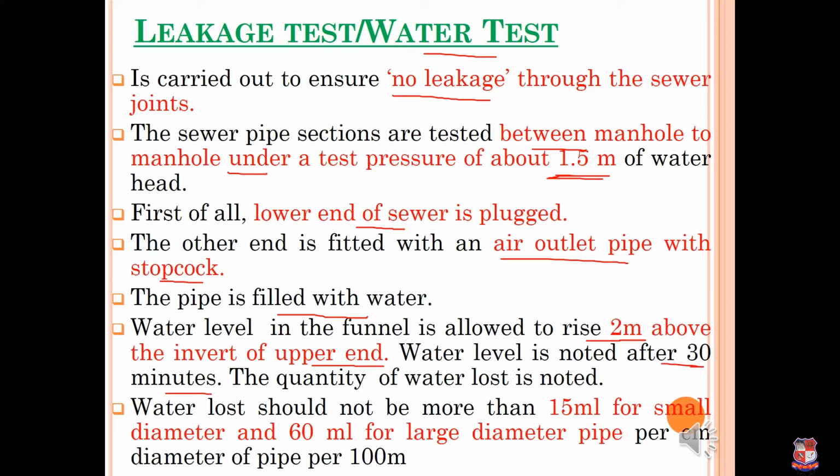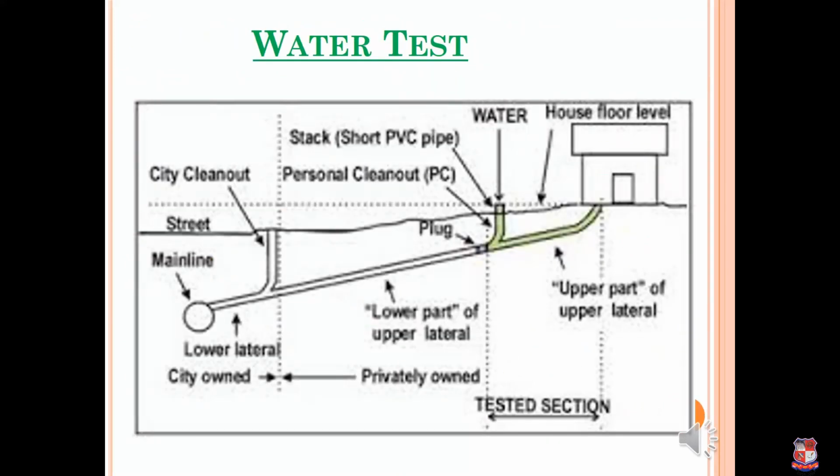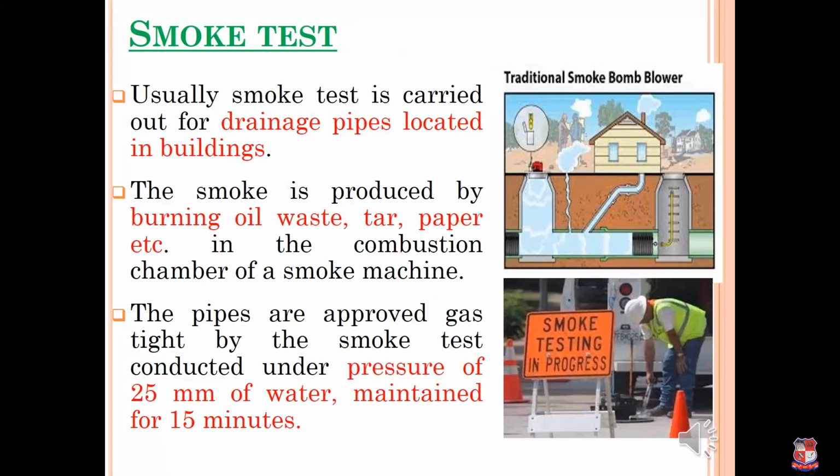After 30 minutes you have to observe the water level again. Some quantity of water may be lost, and the water loss should not be more than 15 ml for small diameter and 60 ml for large diameter of pipe per centimeter diameter per 100 meter. Then you can say it is safe from the leakage point of view. So in this figure, the arrangement of this water test is shown, how it is filled and how the water level is to be maintained. Next is the smoke test.